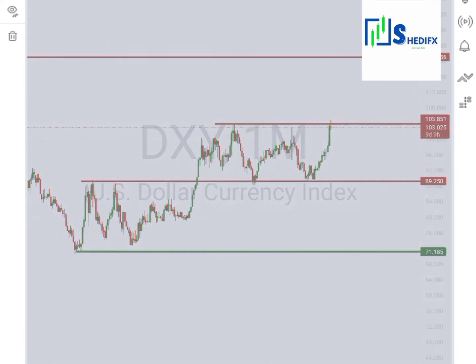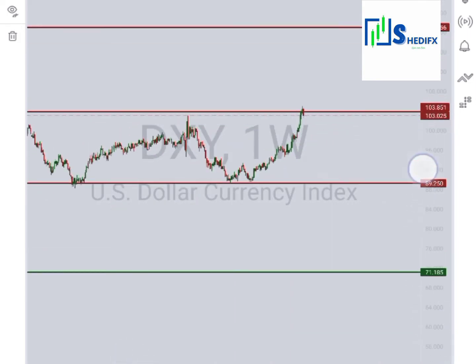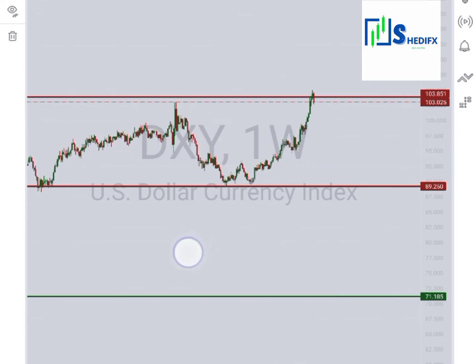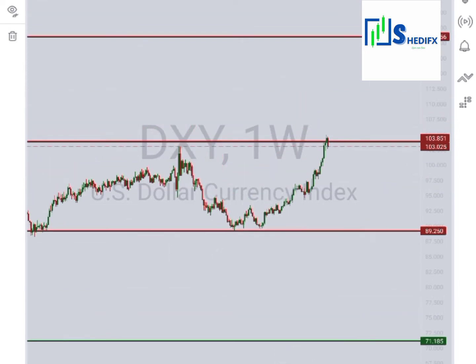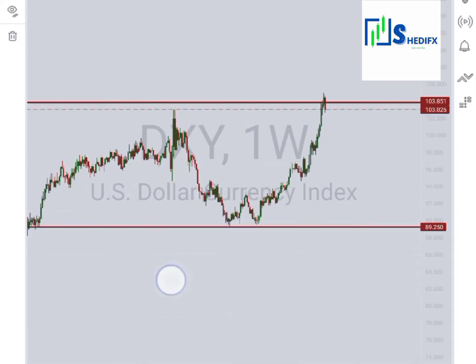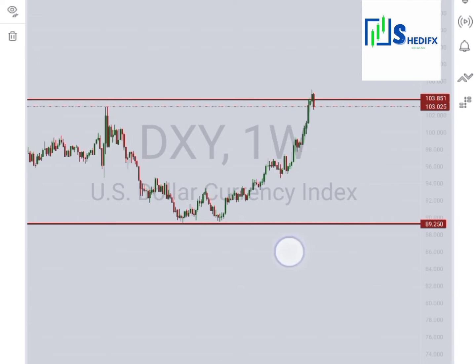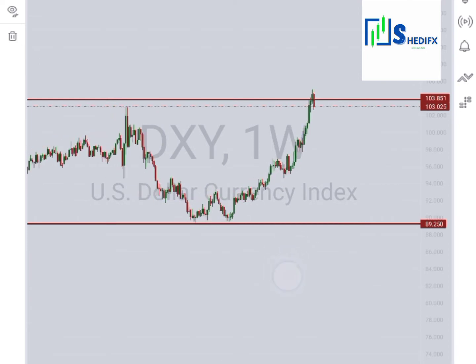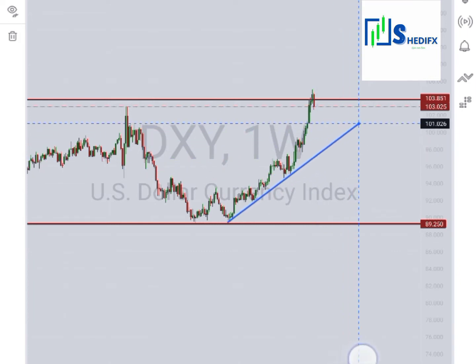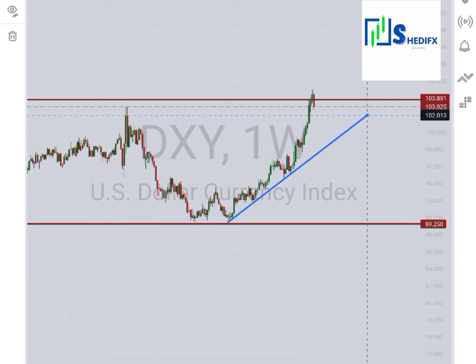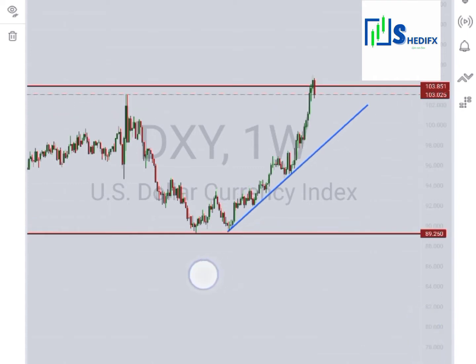So I'll be going down to my weekly time frame. All right, so here's our weekly time frame. If you can see, dollar index has been going up bullish for a long period of time now, but then last week we closed with a bearish engulfing candle, indicating that we might see a little downside in the market. So meanwhile, let's draw our trend line. So here's my trend line that is falling.